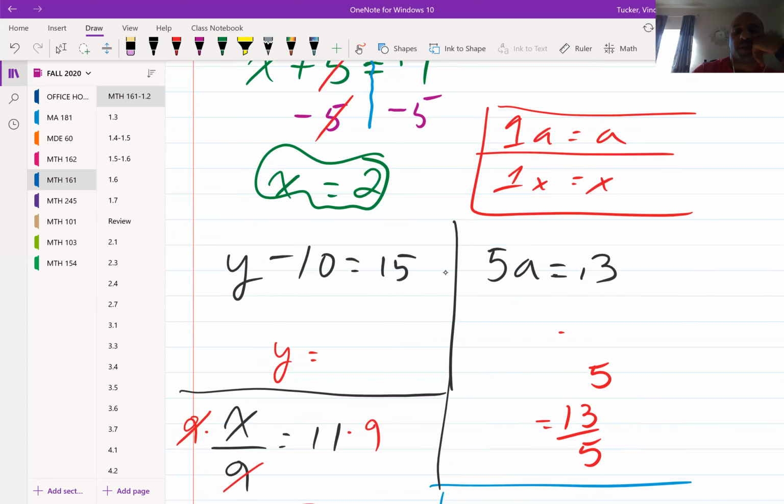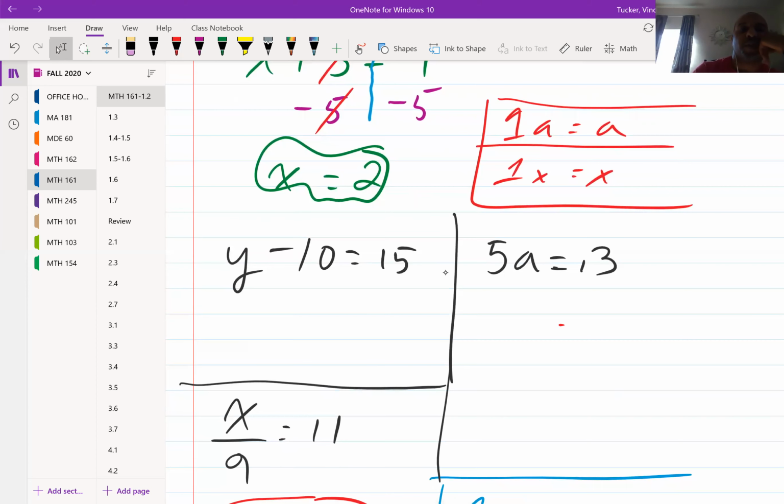All right, so let's just run through the other few. Make sure we're all right. So here we have y minus 10 equal to 15. So to solve for y, I will add 10 to both sides of the equation. 10 cancels on the left, leaving you with y. And then on the right, 15 plus 10 is 25.